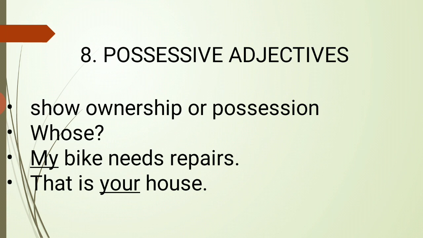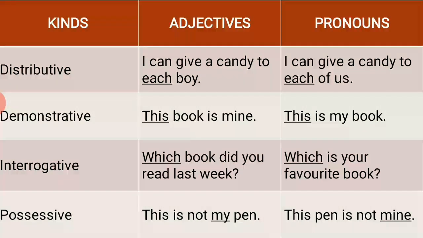Now, with this, of course, you should know one thing, and you may have already noted that some words are used both as pronouns and adjectives. As adjectives, they are followed by nouns. Always remember this. But as pronouns, they stand independently because pronouns are the words which are used instead of a noun. Like for example, there are distributive adjectives as well as pronouns. If I say I can give a candy to each boy, or in demonstrative, this book is mine. Which book did you read last week?